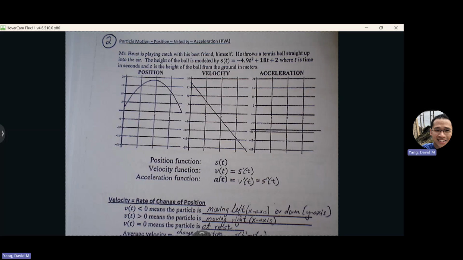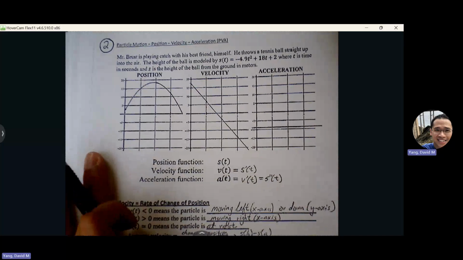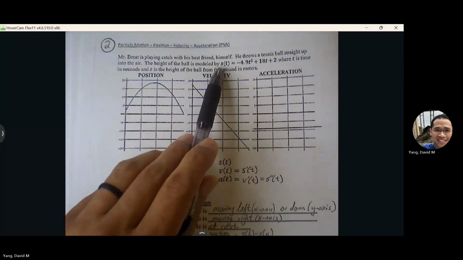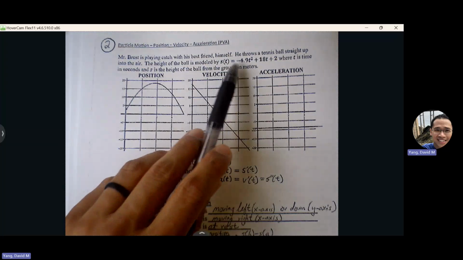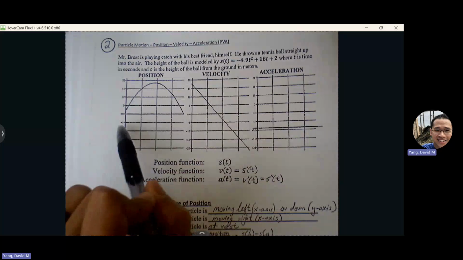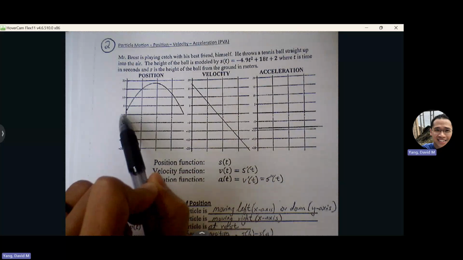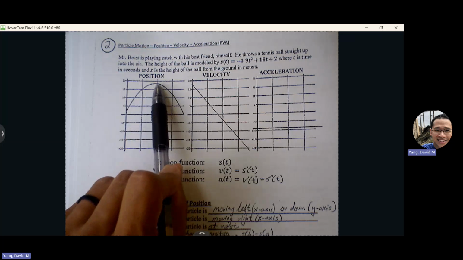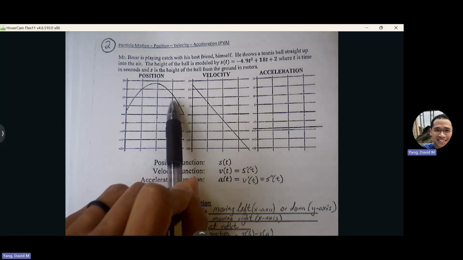All right, page 2. We have a position function, which indicates the position of the ball after it's thrown straight up in the air. So we can see that the position of the ball, as time passes, is going to eventually reach that max height close to 20, but then after time continues to pass, it's going to eventually make its way down to the ground.